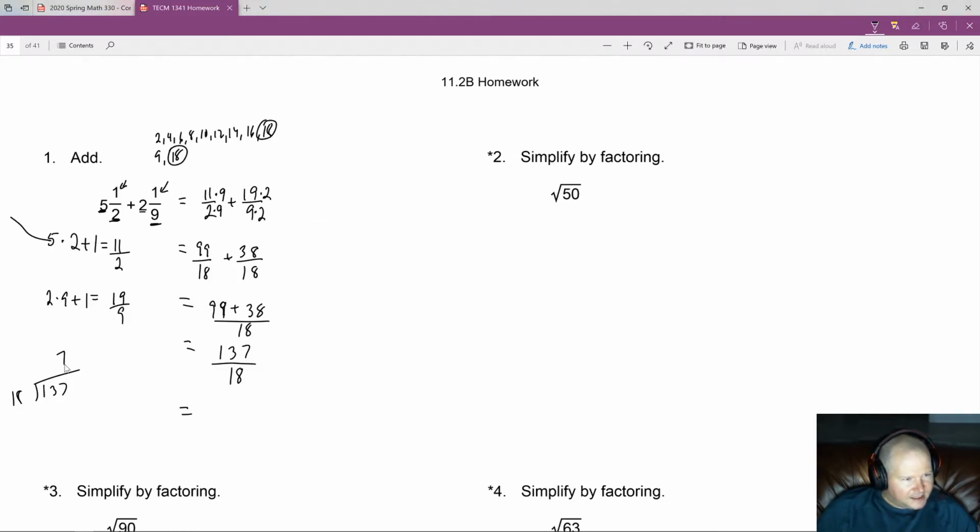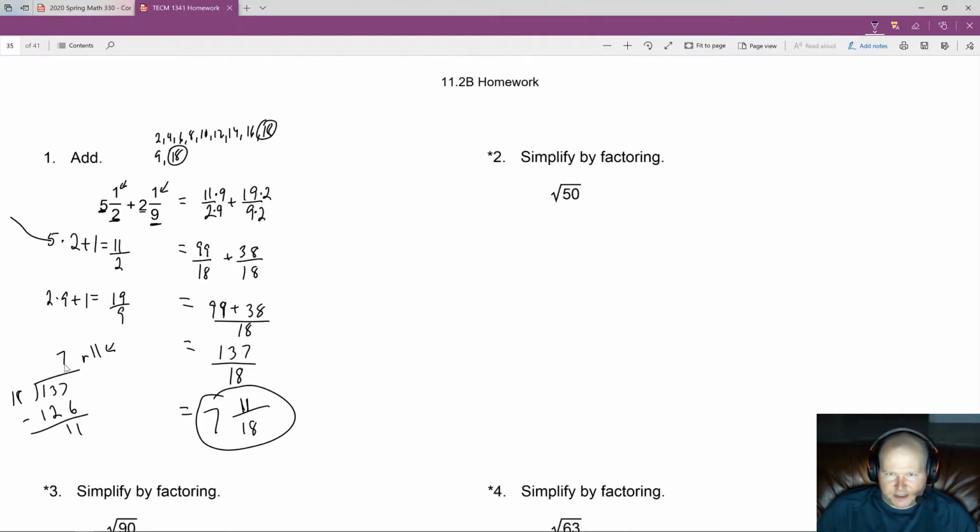7 times 18 is 126. 137 minus 126 is an 11, so we have a remainder of 11. So now we use this to convert it to 7 and 11. It's this 11, the remainder, that is the new numerator. 11, we put it over the old denominator, which is 18. So if we wanted to turn it back to a mixed number, we'd have 7 11/18.